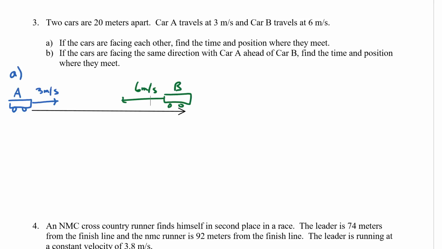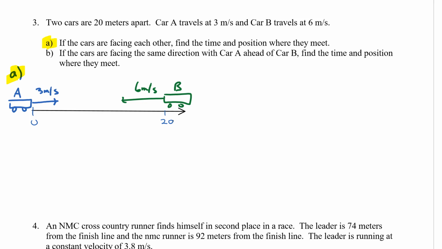Alright, so if you've already looked at the question, part A is different than part B. I've just drawn something here for part A. The cars are facing each other, and they're 20 meters apart. So I've made the origin the front bumper of car A in my excellent drawing, and the other one is 20 meters apart, so this would be 20 meters here. Find the time and the position where they meet.